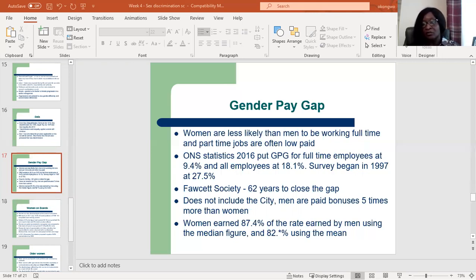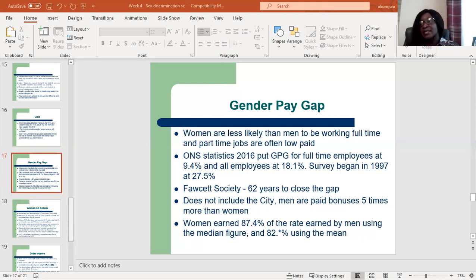We have that from statistics from the Office for National Statistics, from 2016. It puts the gender pay gap for full-time employees between men and women at 9.4%. So that's the difference full-time employees, men and women, are earning, 9.4%. And when you put all employees together, including part-time workers, the difference is 18.1%. So a man is earning 18.1% more than a woman.